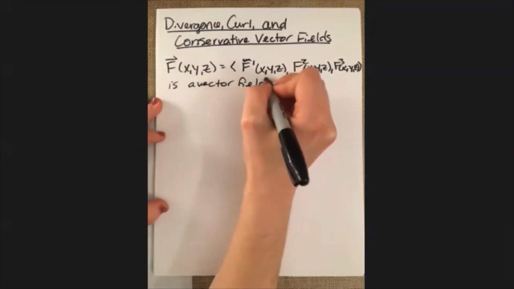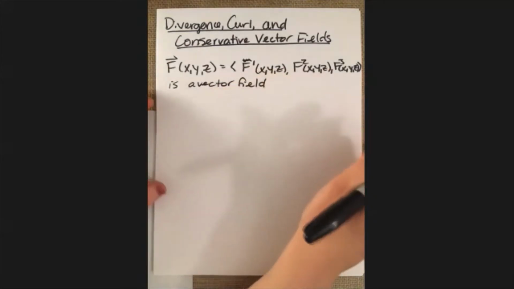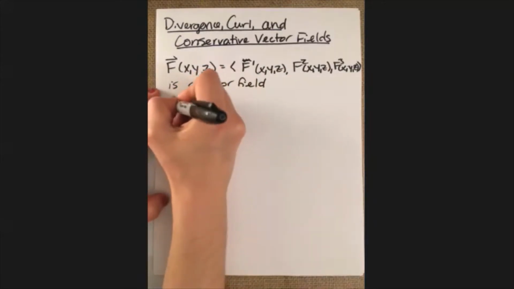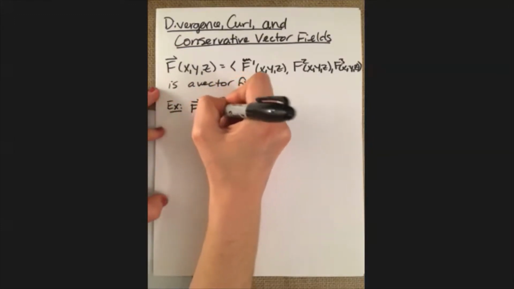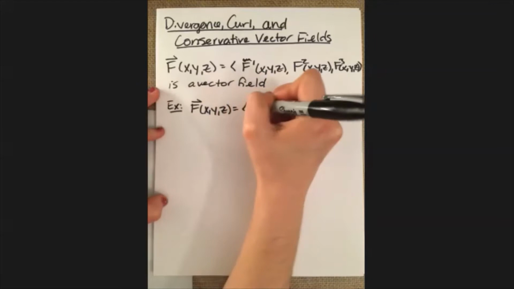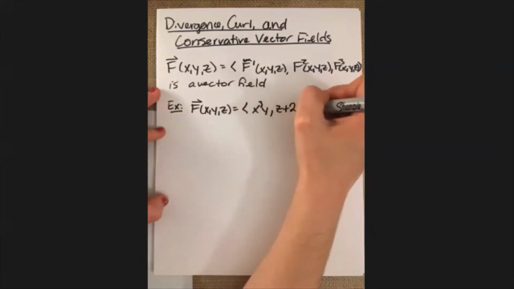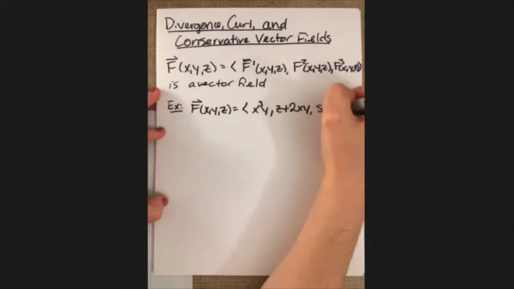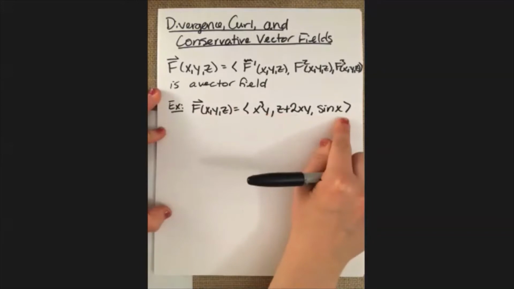Vector fields can have only 2 dimensions as well. I've just chosen to show a 3-dimensional one here, but you can have as many components as you want. Just to give you a quick example of what some of these could look like, F(x, y, z) equal to (x cubed y, z plus 2xy, sine of x) is a vector field because it takes in this point and then returns a vector like so.